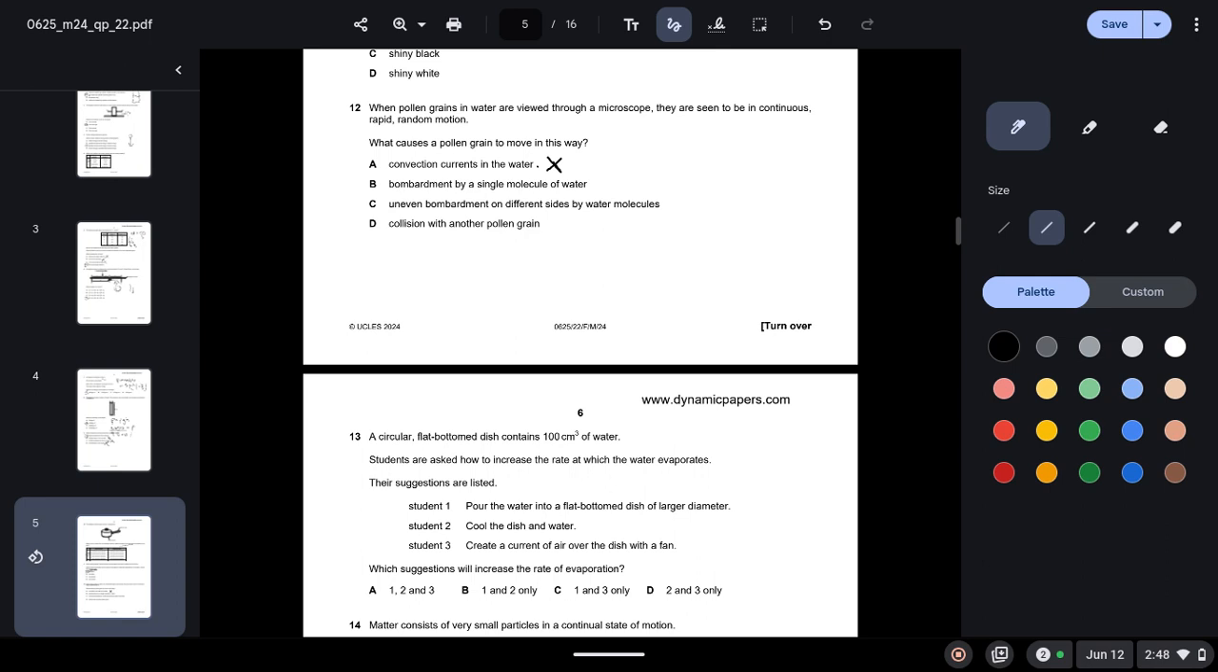Bombardment by a single molecule of water. Well, obviously when it is in water, there won't be just a single molecule, there will be many water molecules. This is also incorrect. Uneven bombardment on different sides by water molecules. So this is correct.